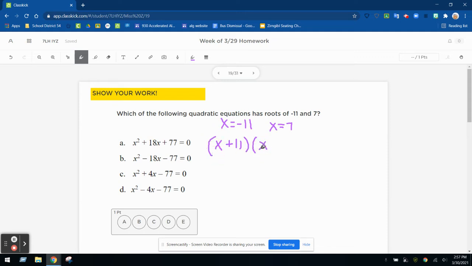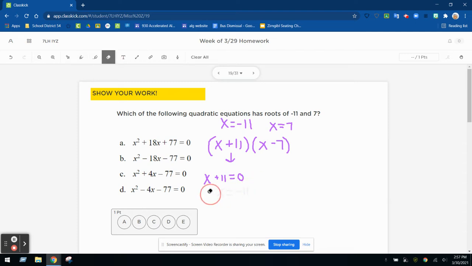So that's how we get the opposite answers. When I set those equal to 0, I would have to subtract the 7 to move backwards, add the 11 to move backwards. So if I were to show this, x plus 11 equals 0, well, that would give me x equals negative 11. Okay, so do we see how I'm showing where I'm getting the factors from?